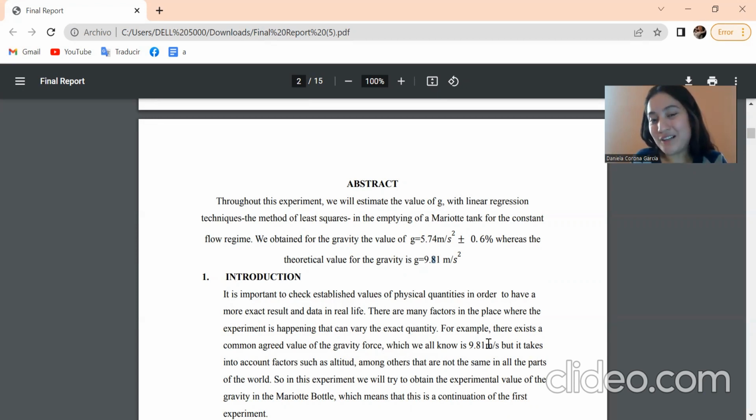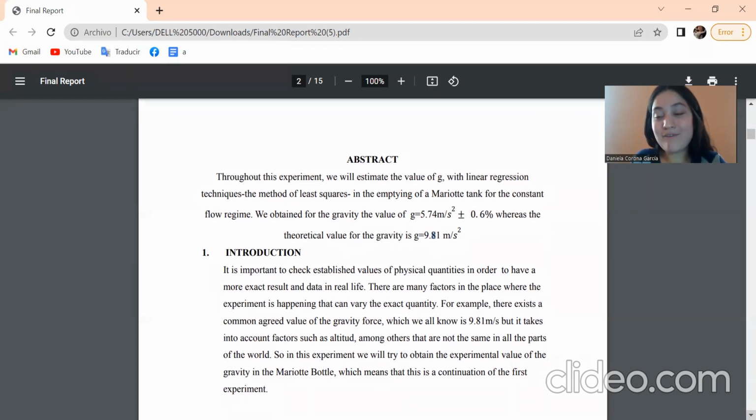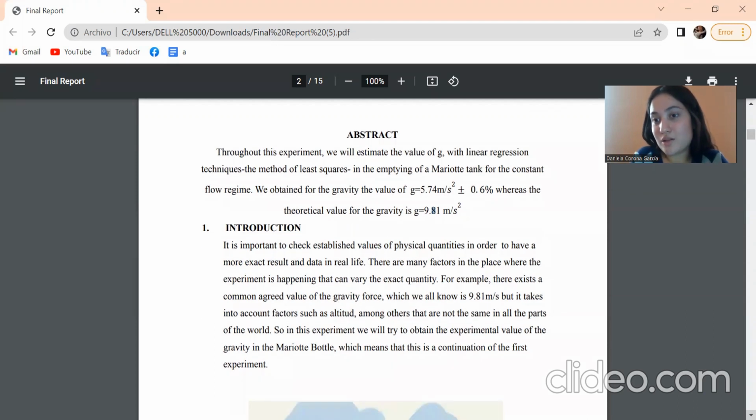But in contrast to the value that we obtained, 5.74, the real value varies like 9.79, things like that. And we obtained that value because there are many factors that alter the way that we measure, and it is important to mention that we used the method of least squares to do it. So we're going to explain how.